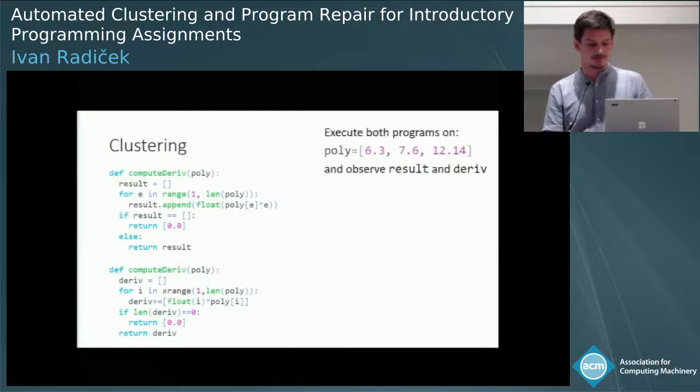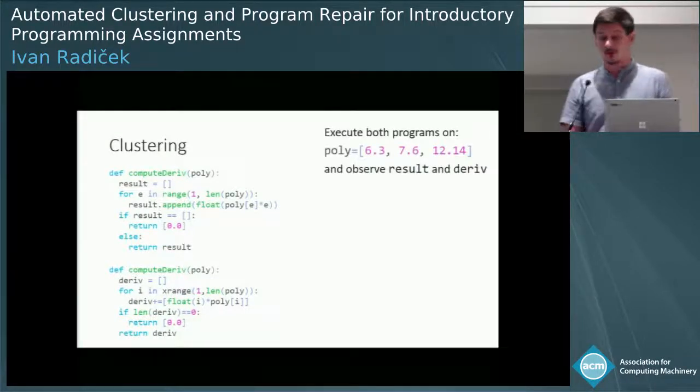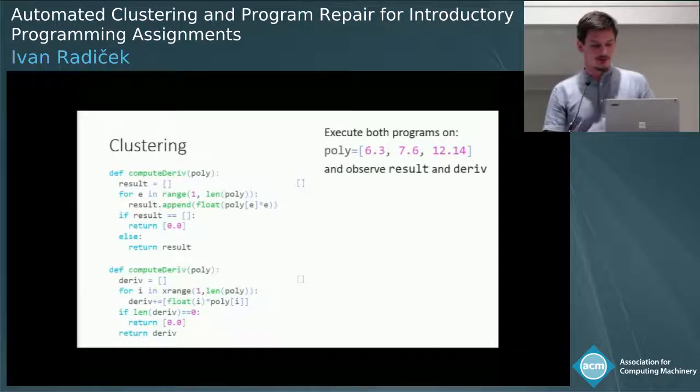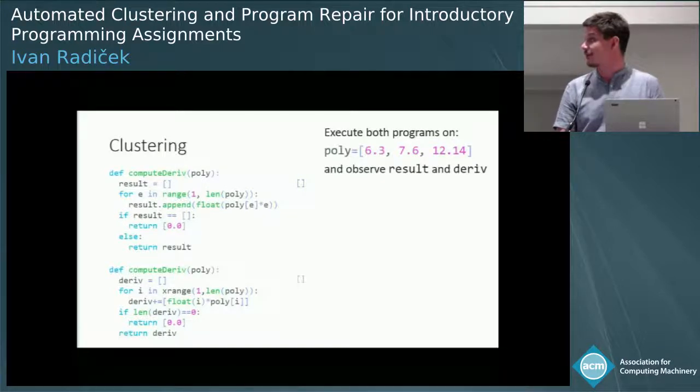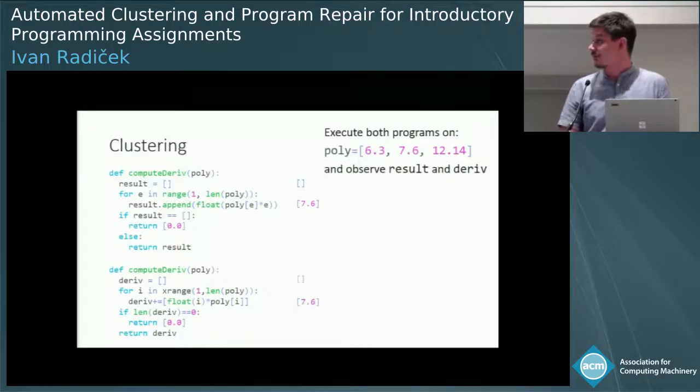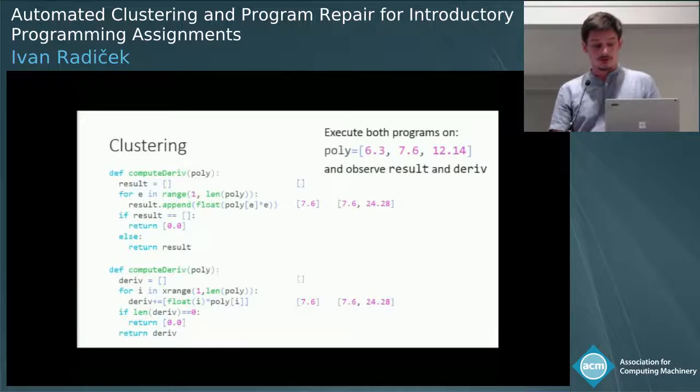How do we conclude that? We execute both programs on the same input. Here we have this input, and let's for now observe the values that the variables result and derive take on this input. When we start executing them, in the beginning, before the loop, both variables take the empty list. Then this is the result of the first iteration of the loop, then the second iteration of the loop, and finally, the value of these variables after the loop.